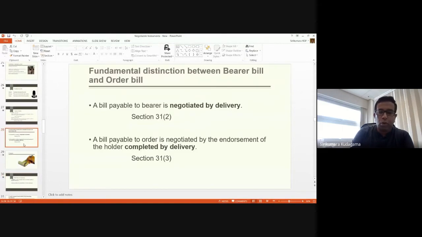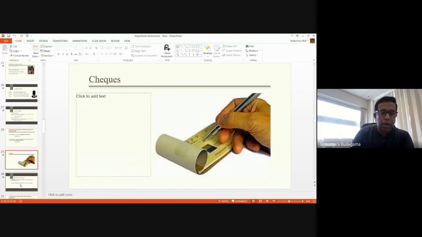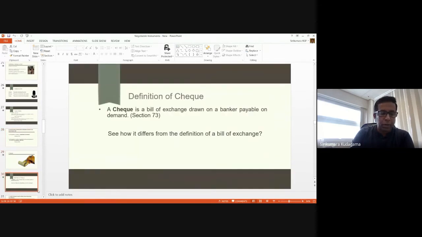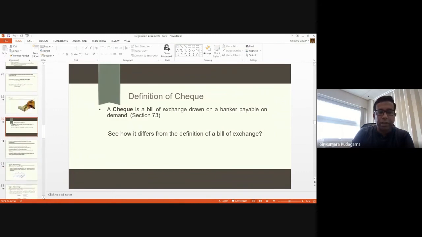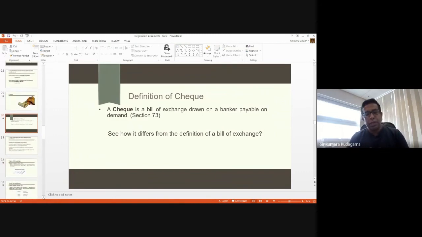Before I go into order bills and bearer bills and so on, I would like to take cheques as well, because the definition of a cheque is again related to the definition of a bill of exchange. You'll see that section 73 of the Bills of Exchange Ordinance defines what a cheque is. It says a cheque is a bill of exchange drawn on a banker payable on demand.